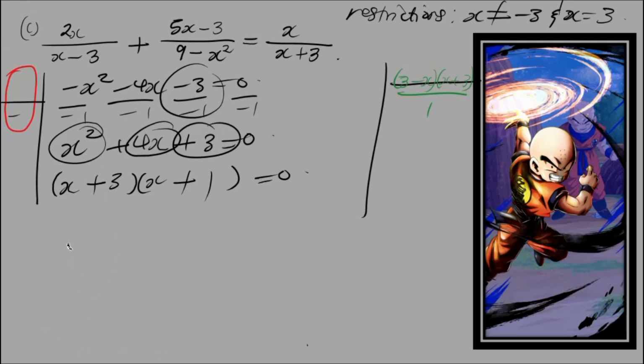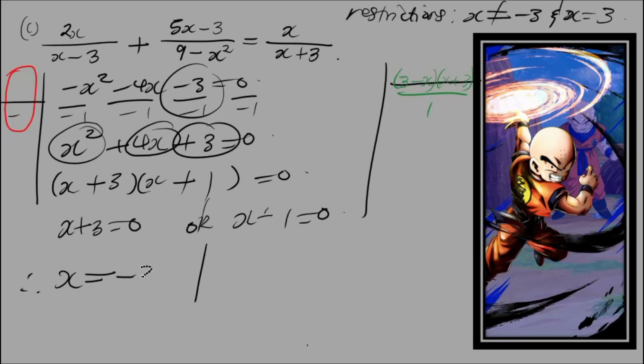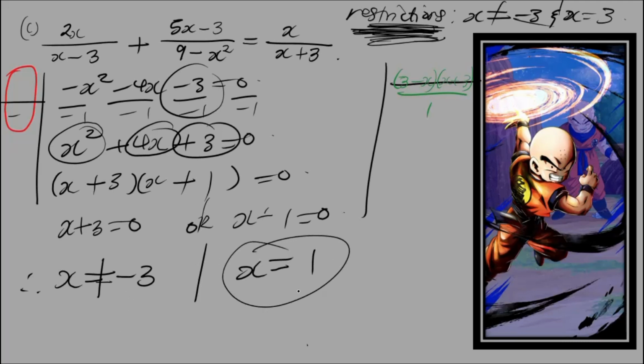So the zero factor law, we are saying this bracket, we equate it to 0, or we take this bracket, we equate it to 0. Therefore, our x is equals to negative 3, or our x is equals to positive 1. But according to our restrictions, remember restrictions, we said our x shouldn't be negative 3 and it shouldn't be 3. So this negative 3 here, we put a cancellation because we gave a restriction. Therefore, it means our x is equals to positive 1. See how easy is that?